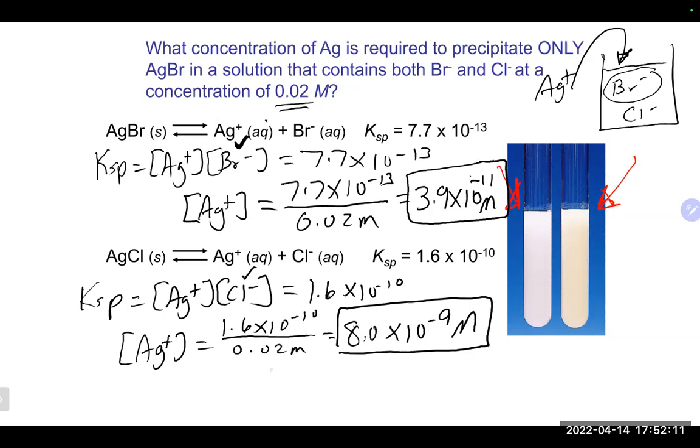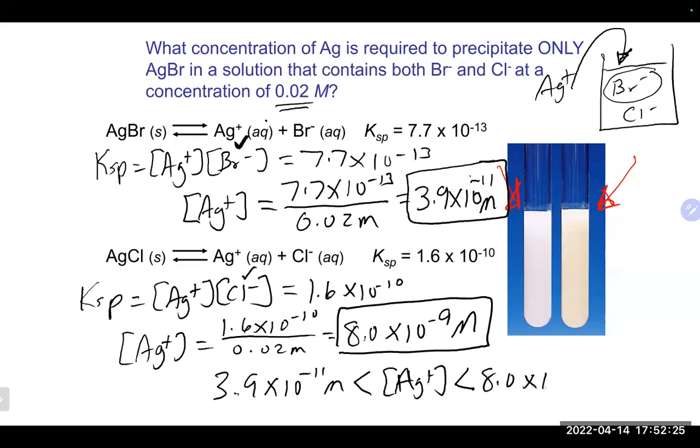So if we wanted to do this, we need to make sure that we got a silver concentration of 3.9 times 10 to the minus 11. But we want to keep the silver concentration less than 8 times 10 to the minus 9. Again, that's going to keep the chloride still in the solution at this point. Any questions on that? Yeah.